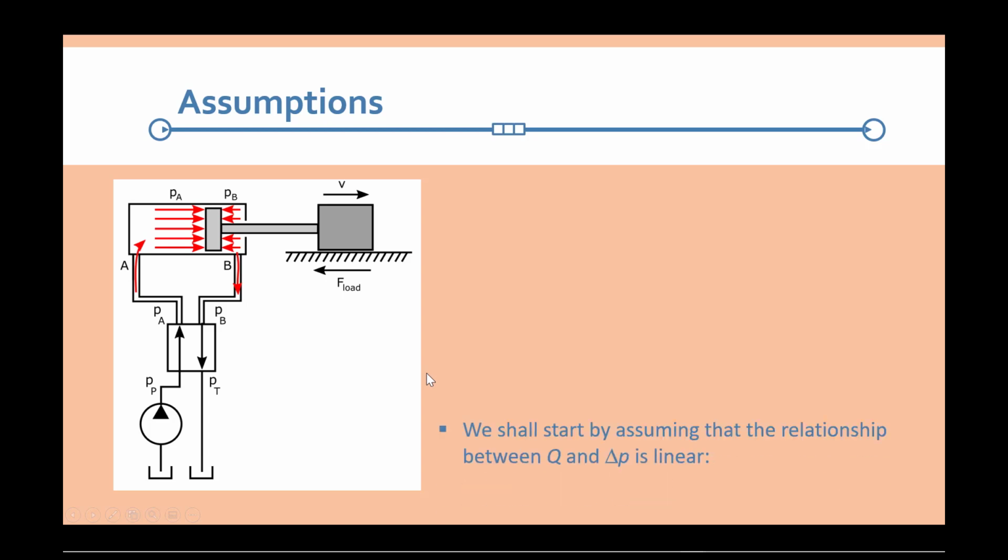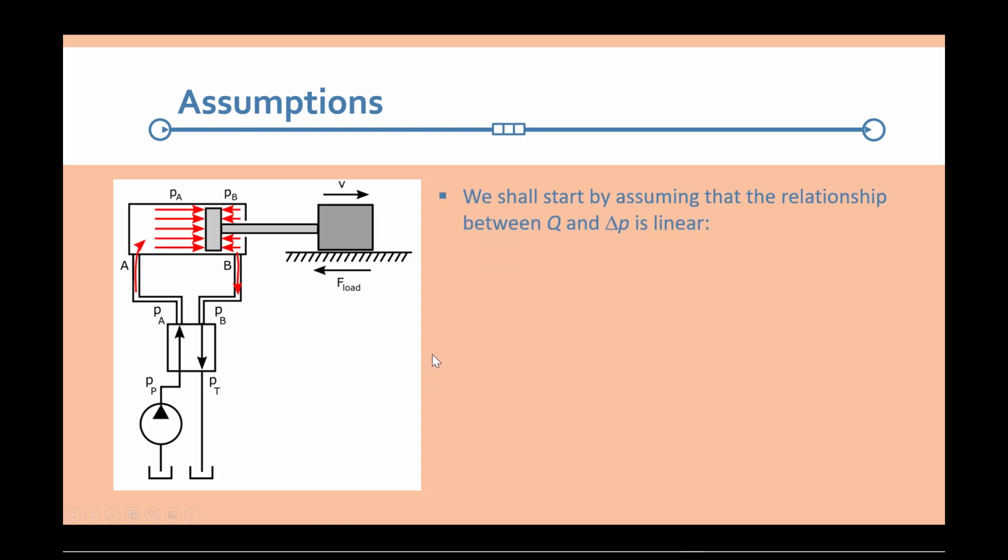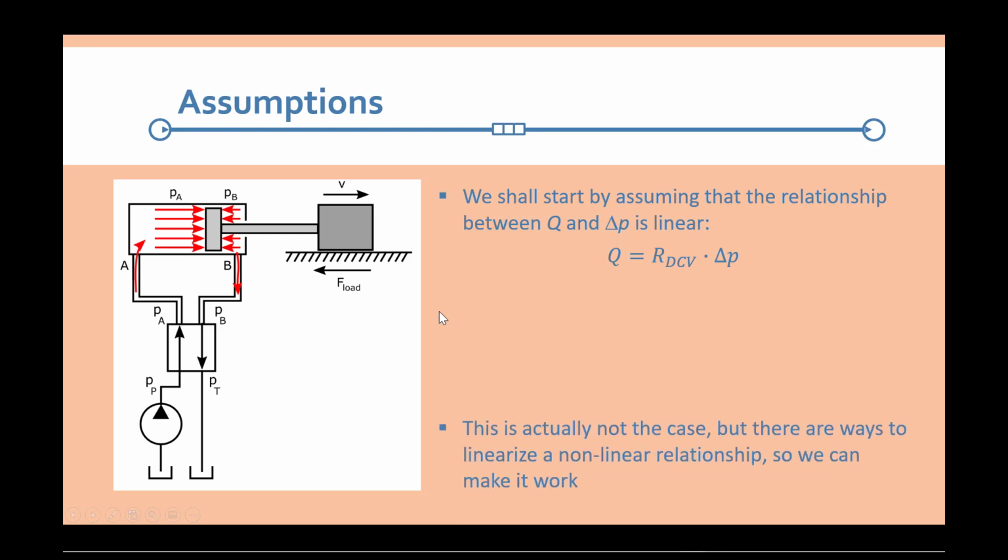Other assumptions. We'll start out by assuming that the relationship between flow rate and pressure drop across the DCV is linear. Okay, so we're using a sort of Ohm's law for fluids, where we have our flow on one side, we have a resistance, that's the valve resistance, times a pressure drop. So this is like Ohm's law really for fluids, where this would be I if it were electrical. We'd have a resistance, and then we'd have a change in voltage on the right hand side.